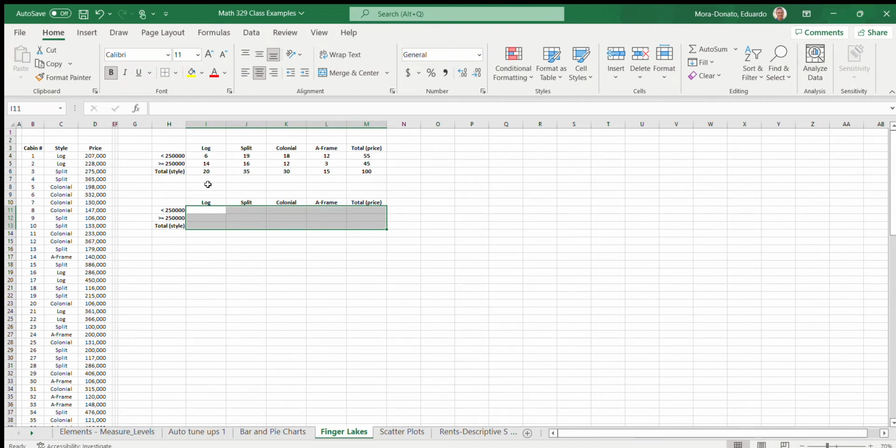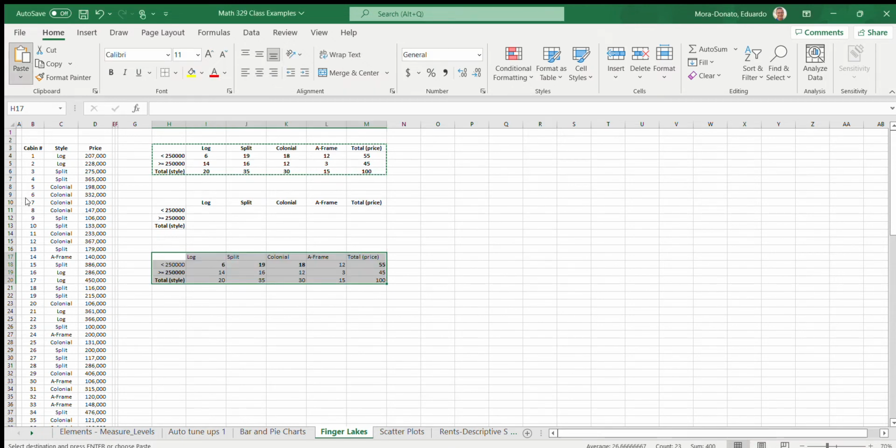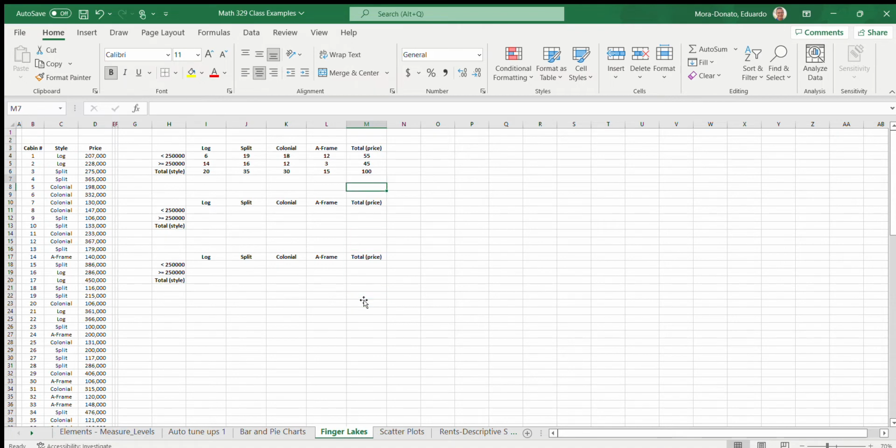I'm going to do the same again because I'm going to build two tables. So again, Control C. I'm going to leave 3 rows, 1, 2, 3. Paste special, values and number formats. And then paste formatting. Very good. Again, I'm going to remove these because I don't need them. Awesome. So now I'm going to fill these tables.